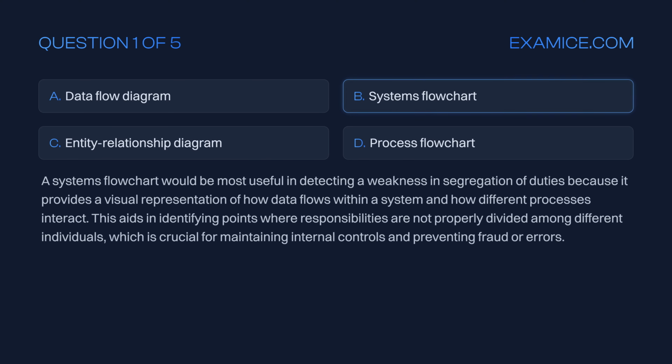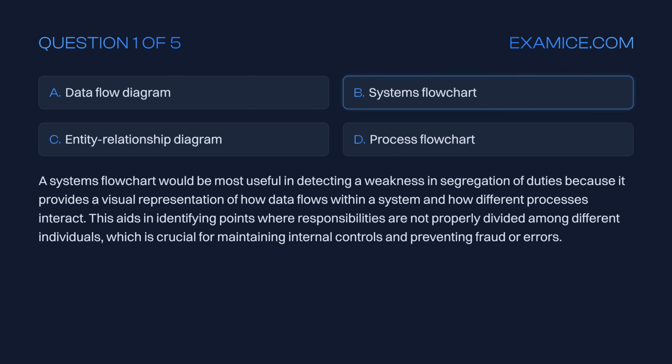The answer is option B. A systems flowchart would be most useful in detecting a weakness in segregation of duties because it provides a visual representation of how data flows within a system and how different processes interact. This aids in identifying points where responsibilities are not properly divided among different individuals, which is crucial for maintaining internal controls and preventing fraud or errors.